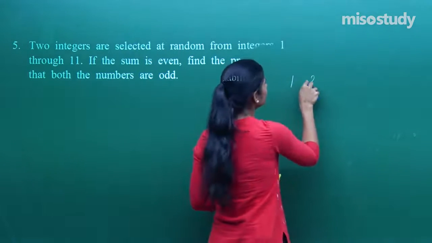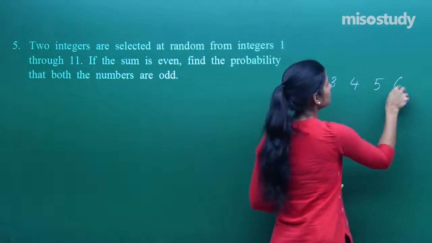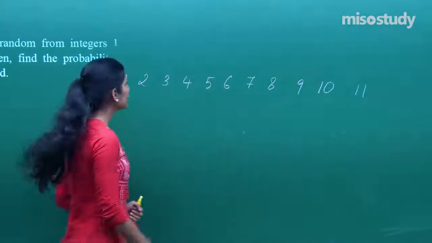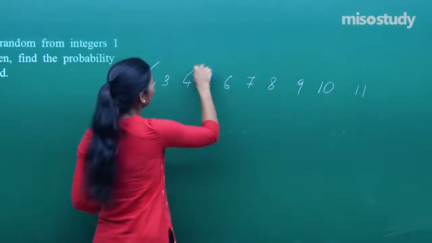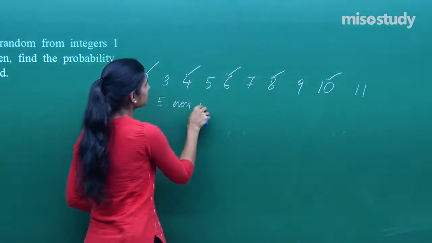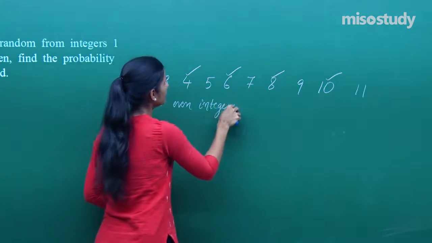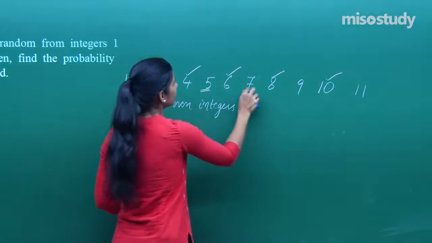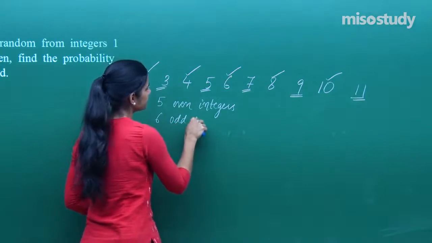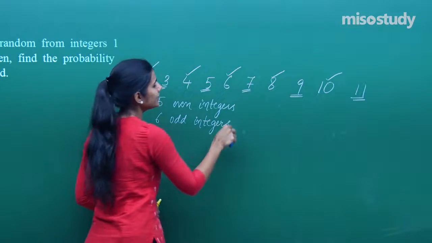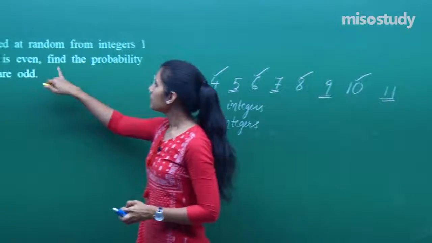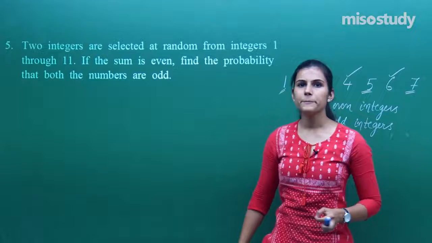Now when I write the integers, 8, 9, 10 and 11. Integers 1 to 11, if you can see, 2, 4, 6, 8 and 10, I have 5 even integers, and 1, 3, 5, 7, 9, 11, I have 6 odd integers. I am choosing 2 integers out of these integers from 1 to 11. If the sum is even, find the probability that both the numbers are odd.